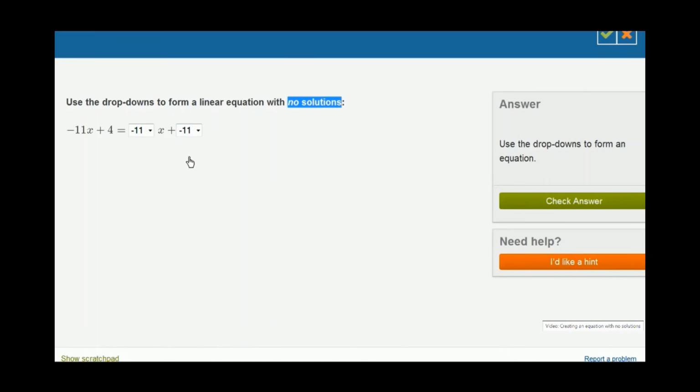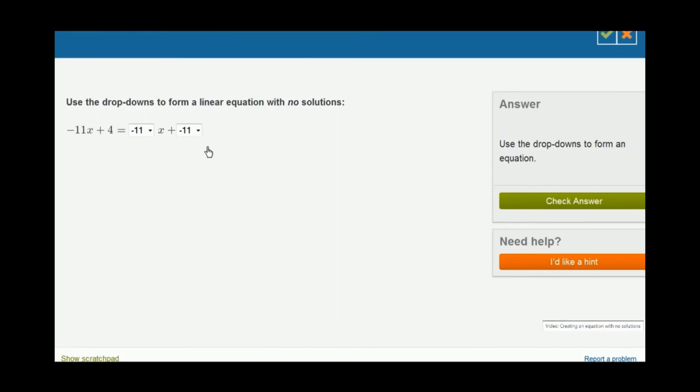And you're saying, hey, Sal, how did you come up with that? Well, think about it right over here. We have a negative 11x here, and a negative 11x there. If you wanted to solve it algebraically, you could add 11x to both sides, and both of these terms would cancel out with each other. And all you would be left with is a 4 is equal to a negative 11, which is not possible for any x that you pick.